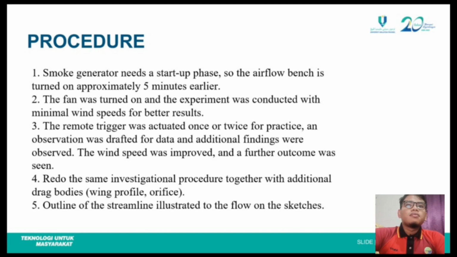And then number 4, we redo the same investigational procedure together with additional drag bodies, that is the wing profile and orifice. And then lastly, we outline the streamline illustrated on the flow on the sketch.